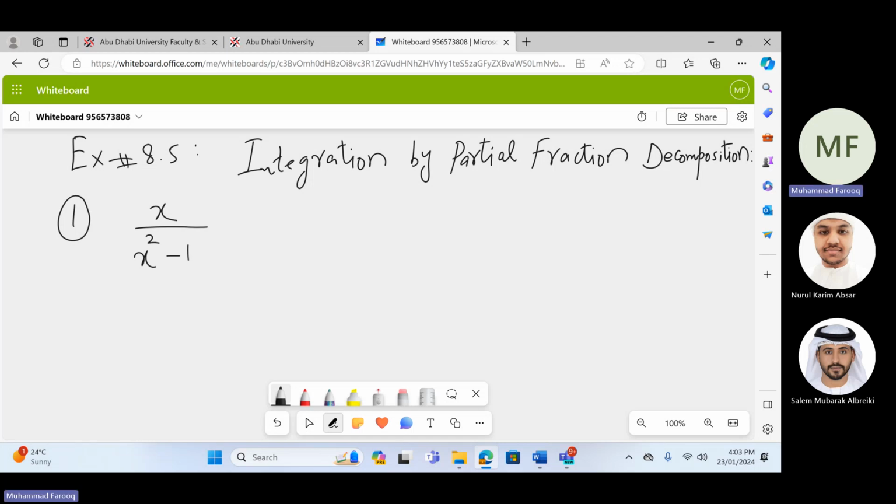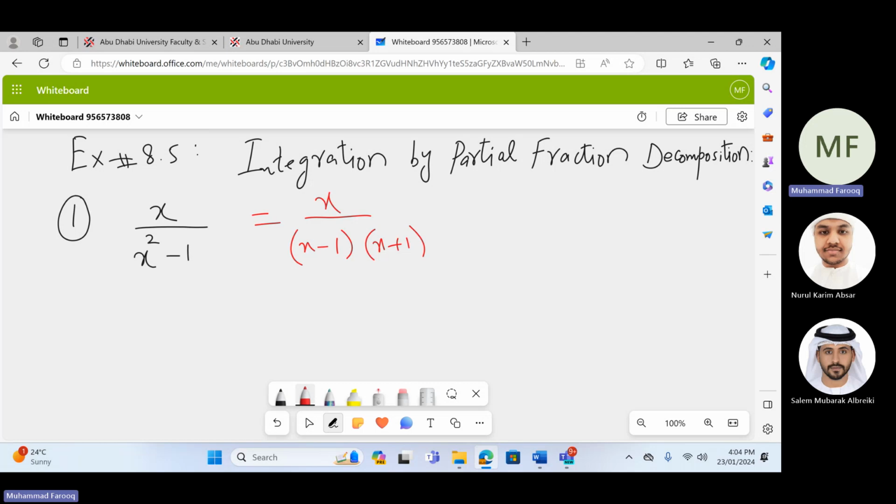For example, here, is it possible? Yes. My first question is, is it proper? Proper or improper? Yes, proper, because the up degree is 1 and the down degree is 2, so up is less than down. No worries, you can start the procedure. What is step 1? Factorize the down part. If you factorize the denominator, it gives you (x minus 1) times (x plus 1). Very good. This is step 1. Factorize the denominator, but don't factorize the numerator. No need.